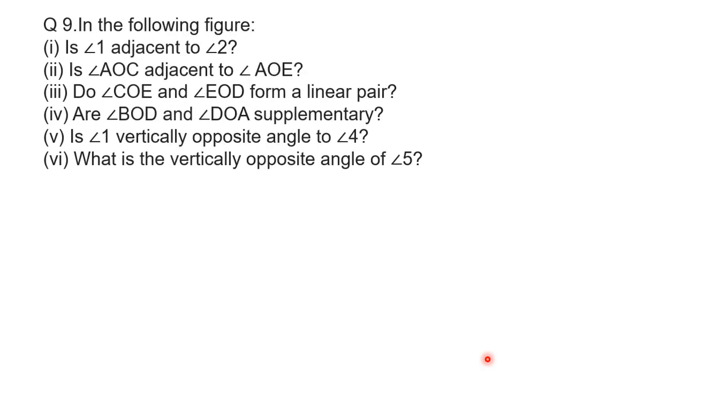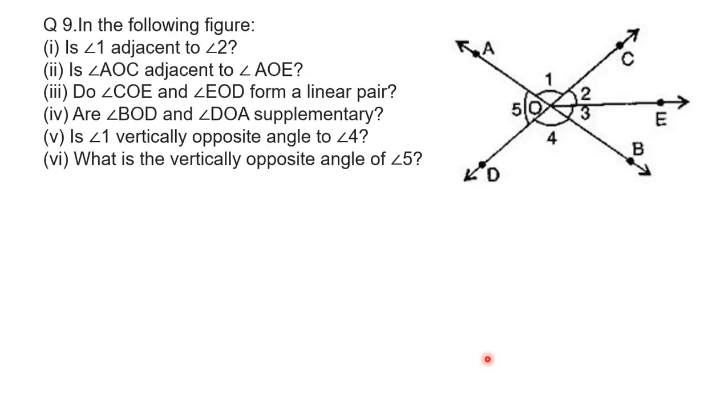Next, question number 3. By observing the figure, we have to write the answers for the following problems. First, is angle 1 adjacent to angle 2? See, angle 1 and angle 2, both are adjacent? Yes, because they have the common vertex O and they have a common arm OC. So we can say angle 1 and 2 are adjacent angles.